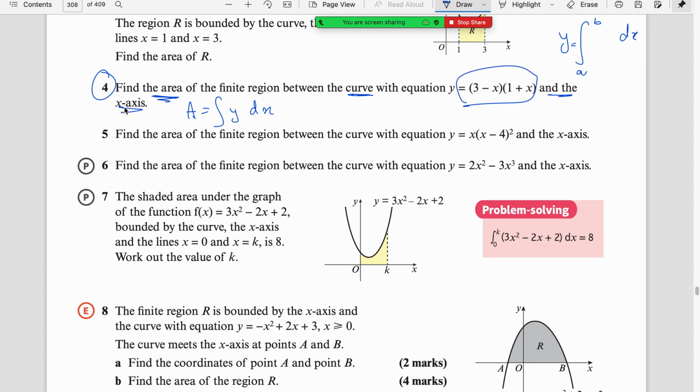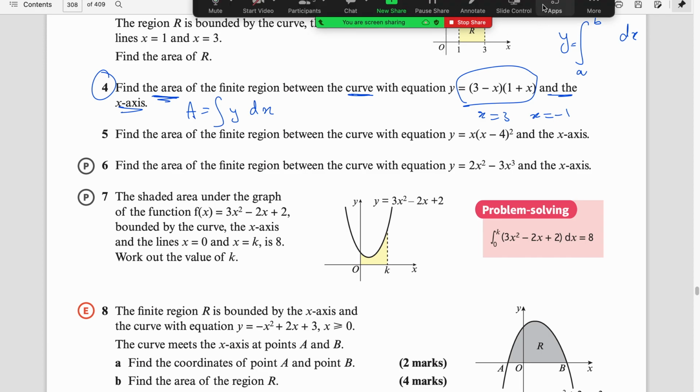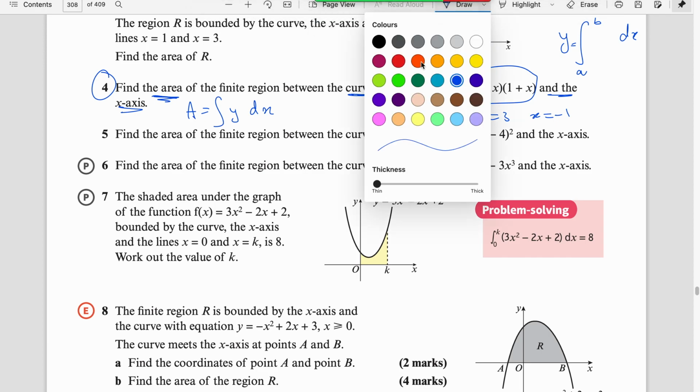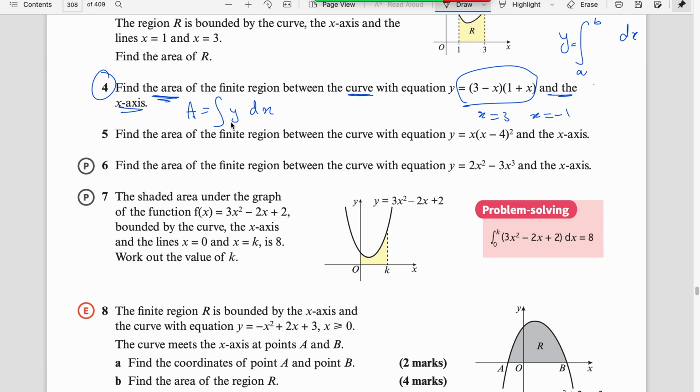Limits are not given. So one extra step, we will solve them simultaneously and solve for x. So x is equal to 3 and x is equal to -1. This was simple, so I can directly see what the values are. So lower limit -1, upper limit 3, that's it. We'll integrate it and have the answers.